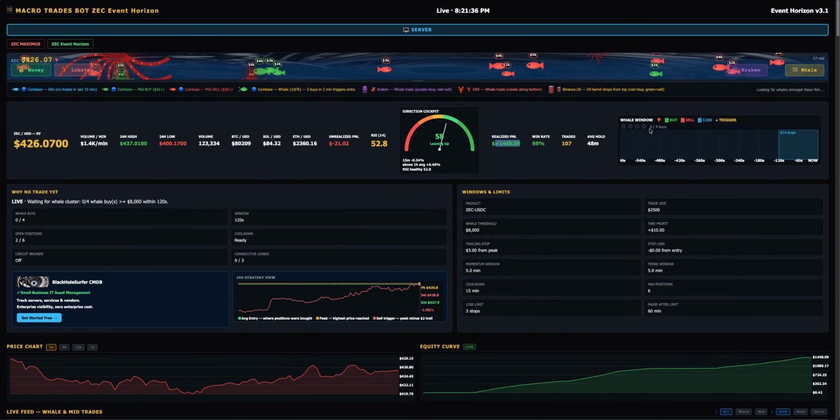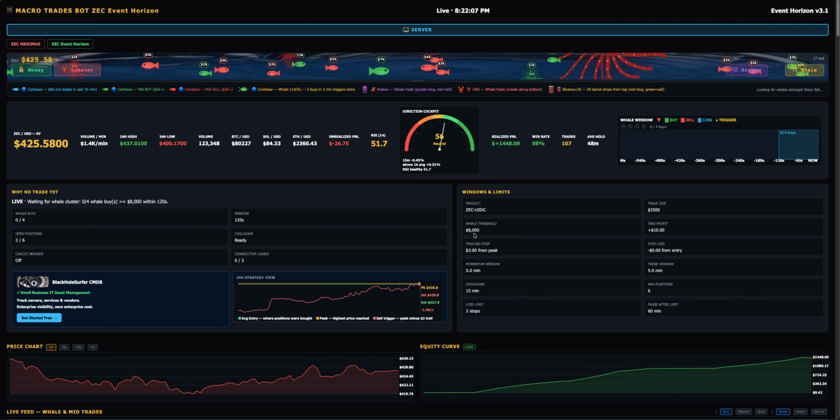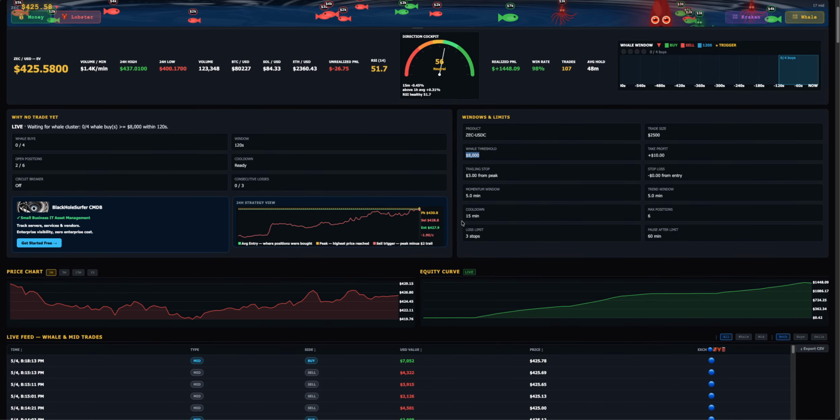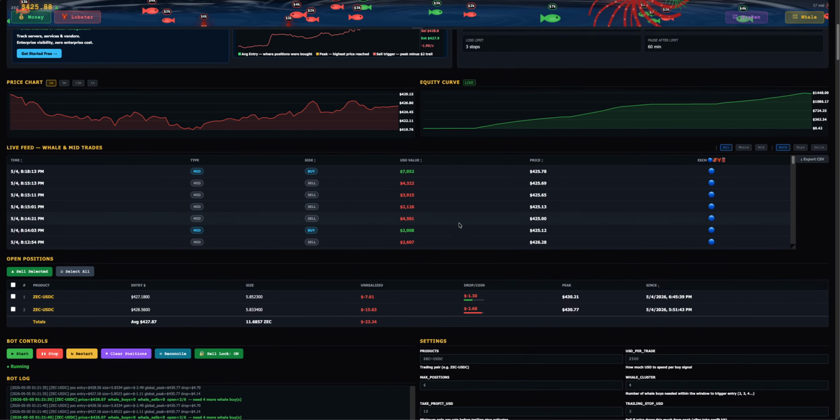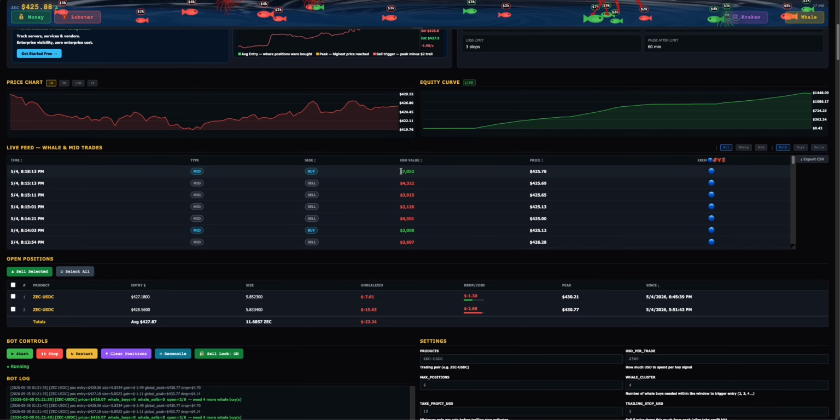So the whale window over here, if you watched any of my videos before, it shows 3 whales, but I've increased it to 4 whales because what I've seen is that there are more whales involved in a sell-off than there is in a buyout. So the number of whales for me has to be 4 whales at a price of $8,000 per whale, and then I'm going after it and I'm buying. Okay, so when I buy right here, what will happen is the live feed will actually show the $8,000 value.